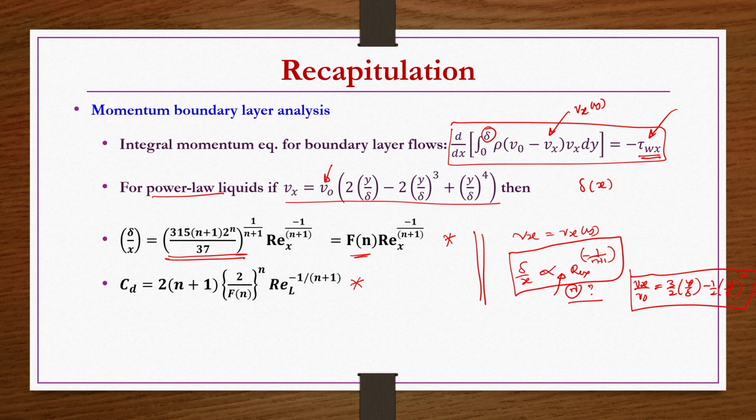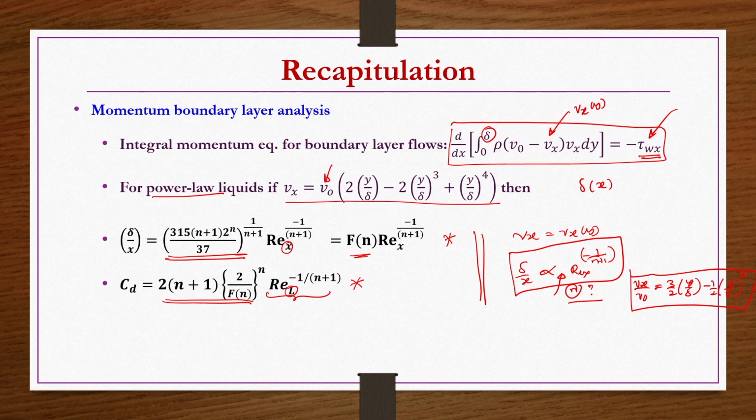Rex power minus 1 by n plus 1 remains the same, and Cd is also proportional to Rel power minus 1 by n plus 1, which also remains the same. Only the constants, or the functions of n, are changing; they are constants if it is a Newtonian fluid, and functions of n if it is a power law fluid. Rex is the local Reynolds number, and Rel is the overall Reynolds number based on the length of the plate that we have taken. In this analysis we took flow parallel to a horizontal flat plate.